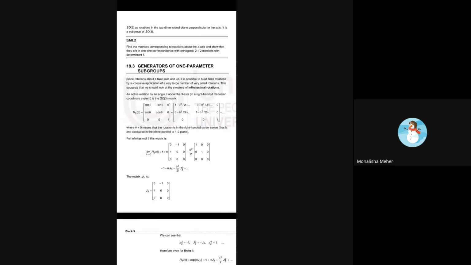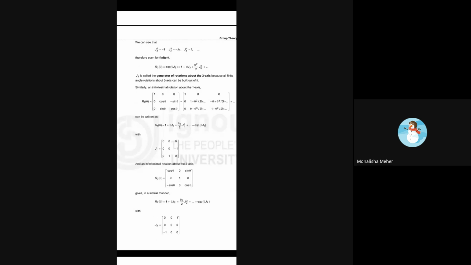For infinitesimal theta, in the limit theta tends to 0, R3 of theta is equal to 1 plus theta multiplied by the matrix 0, minus 1, 0; 1, 0, 0; 0, 0, 0, minus theta squared by 2 factorial multiplied by the matrix 1, 0, 0; 0, 1, 0; 0, 0, 0, which is equal to 1 plus theta J3 plus theta squared over 2 factorial J3 squared plus so on and so forth. The matrix J3 is equal to 0, minus 1, 0; 1, 0, 0; 0, 0, 0. We can see that J3 squared is equal to minus 1, J3 cubed is equal to minus J3, J3 to the power 4 is equal to 1, and so on and so forth.